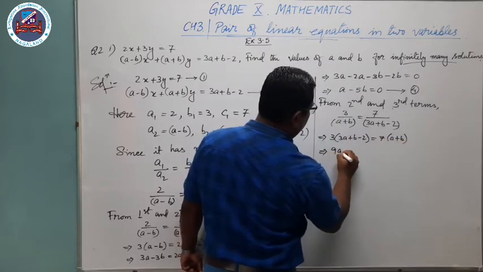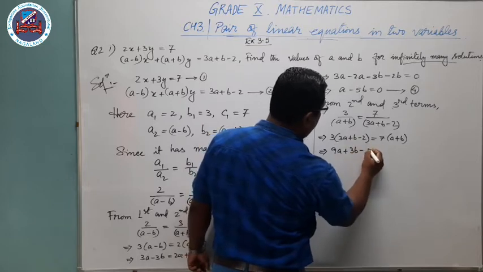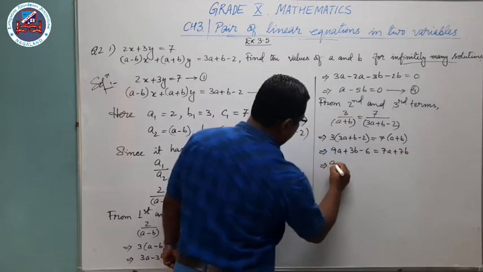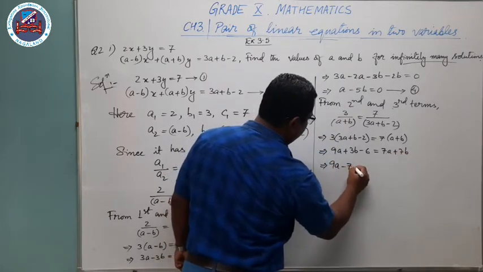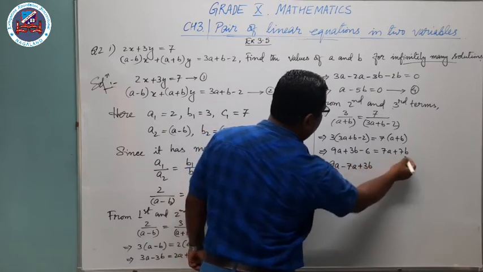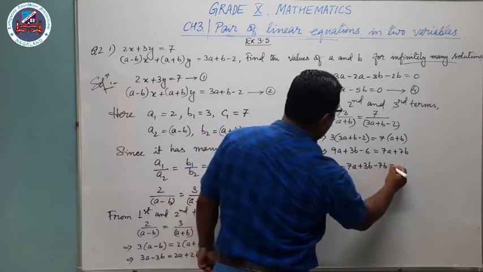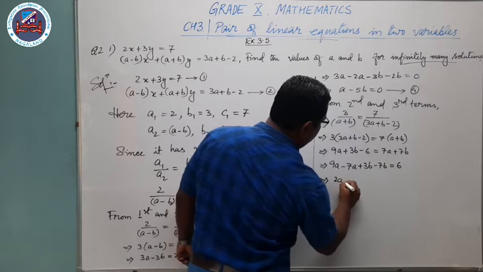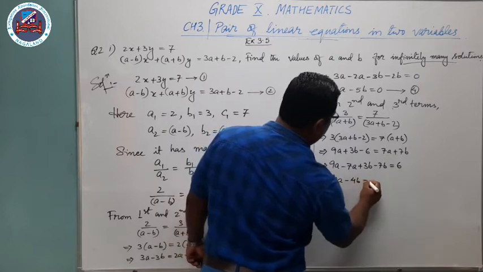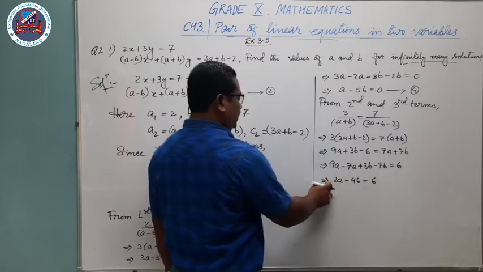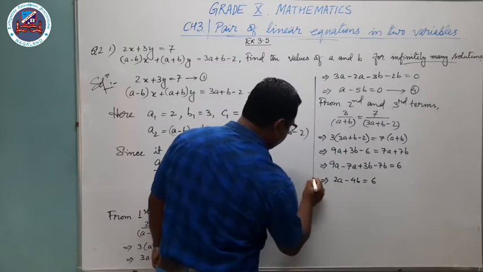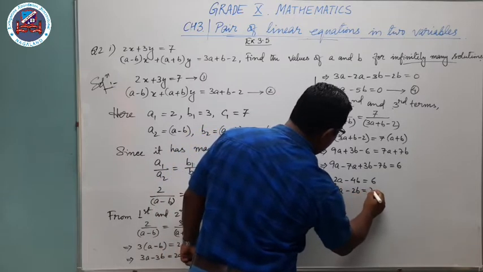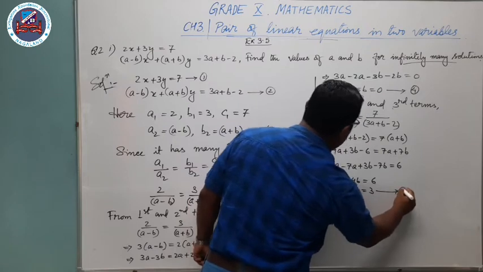Here you will get 9a plus 3b minus 3 twos are 6, equal to 7a plus 7b. Here also, the 9a term, bring to this side: 7a; the 3b term, bring to this side: minus 7b; and minus 6 will become plus 6. This is 2a minus 4b is equal to 6. Here you can see 2 is a factor of all the terms, so you can divide by 2. Then you will get a minus 2b is equal to 3. Let us make this equation number 5.